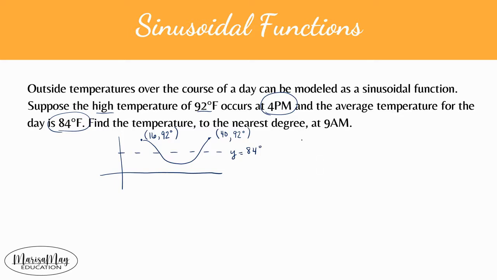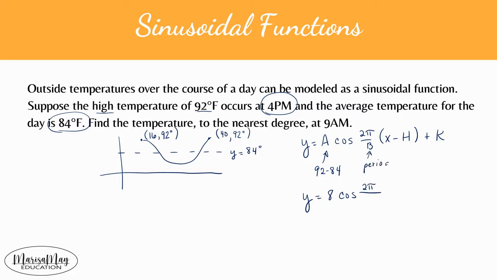Let's go ahead and write an equation for this graph then. I've got y equals a cosine of 2 pi over b, and then I've got my horizontal shift, and I've got my vertical shift. Okay, so a is your amplitude. That's going to be your high value minus your midline. So you've got a equals 8 there. Cosine of 2 pi over b is your period, and we said that is how often it repeats, and in this case that's 24 hours over the course of a day.